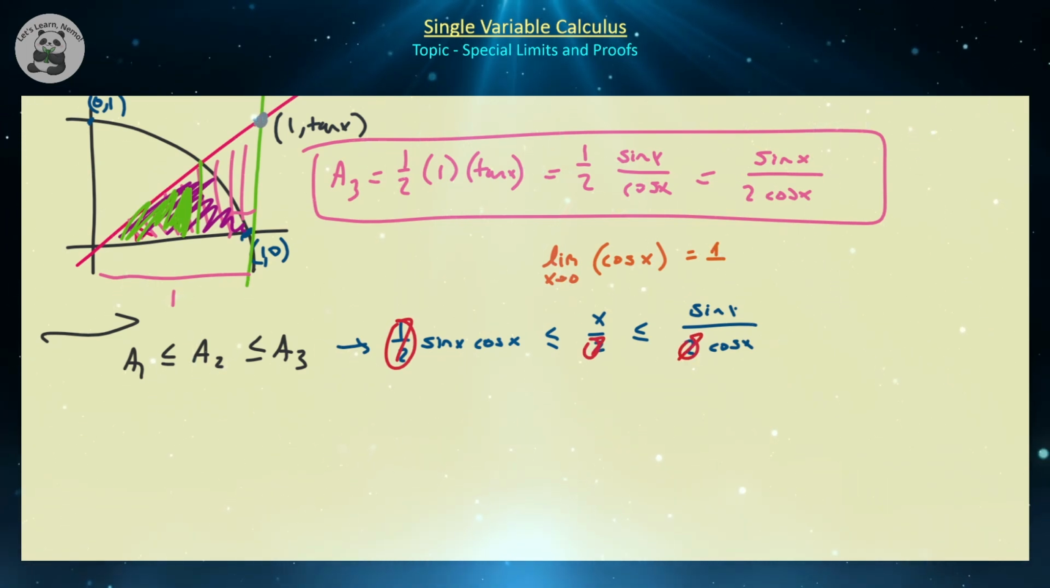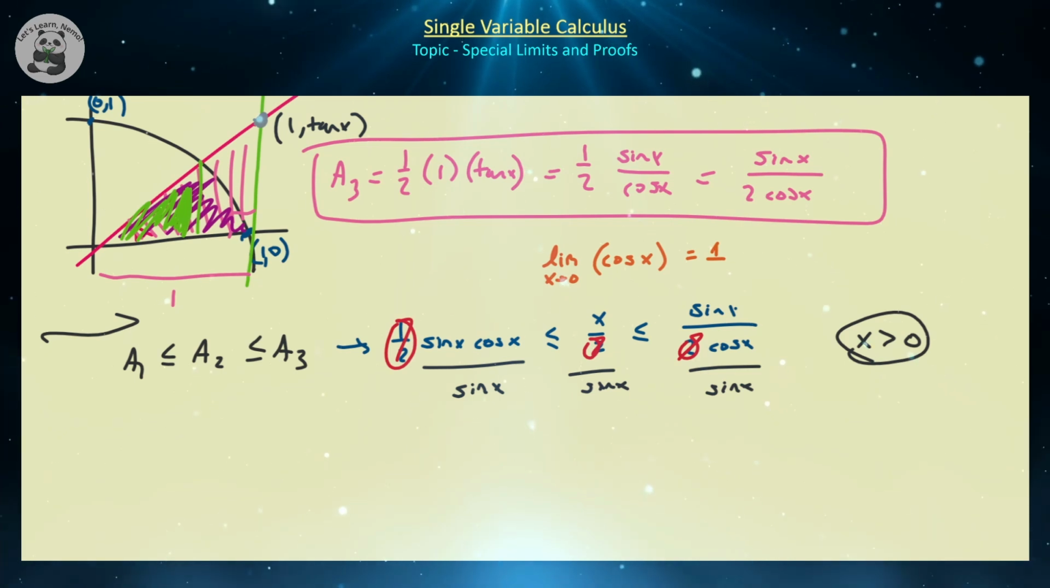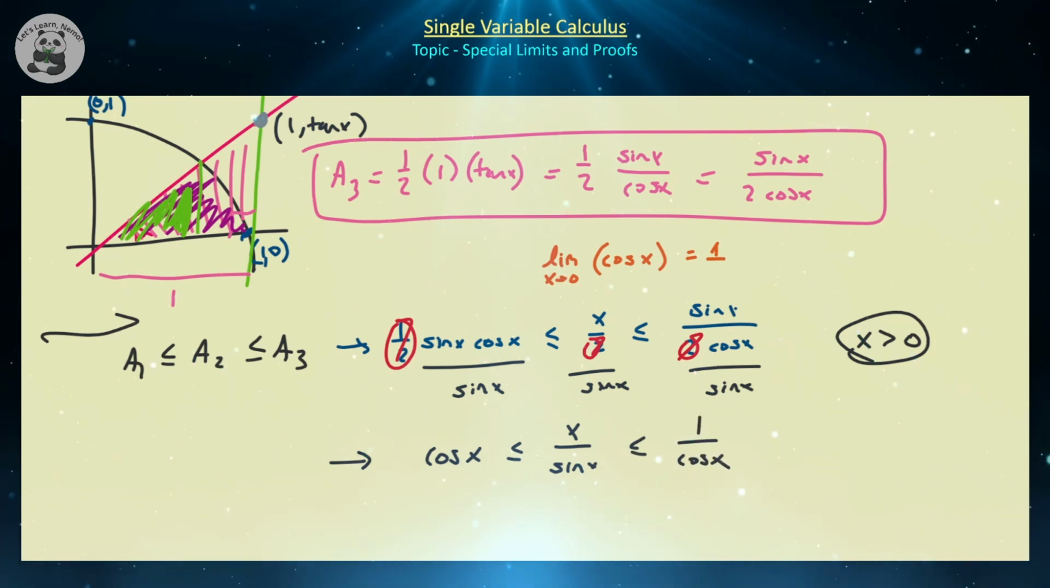The next thing that I want to do is divide both sides by the sine of x. And let's assume that x is slightly greater than 0, because we're approaching 0, so we need to approach it from the right and also the left, but let's approach it from the right hand side. This is an odd function, so it should be approaching the same exact point. So once we divide by sine, we're going to have cosine of x on the left is less than or equal to x divided by sine of x, and that's going to be less than or equal to 1 divided by cosine of x.